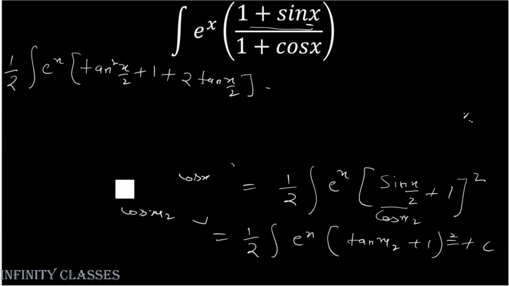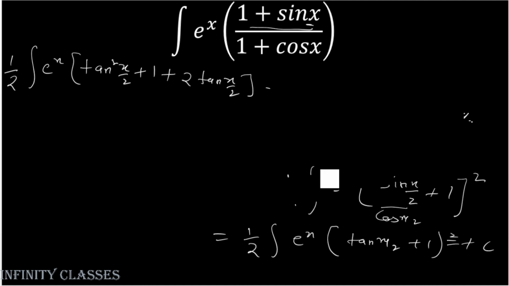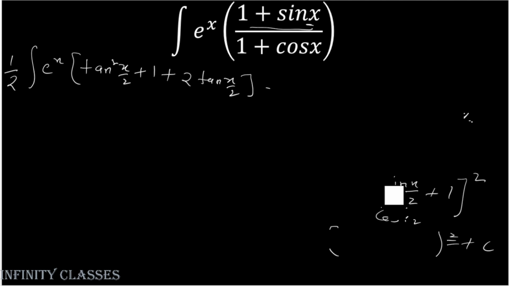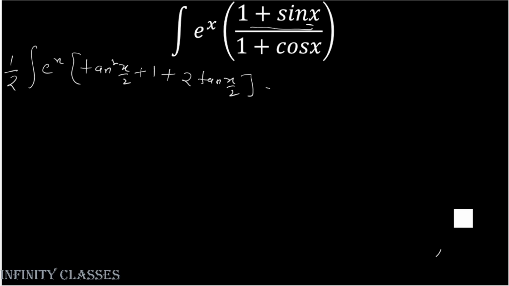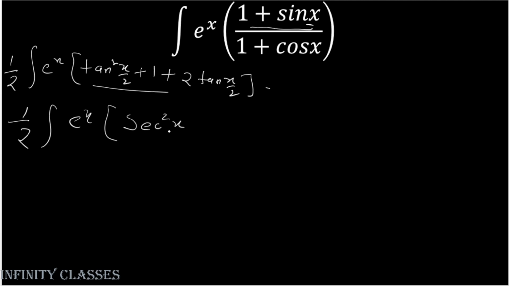Otherwise we will be trapped if we have not found this as a derivative of the other. So it will be very difficult to solve this one. So we'll convert this as a derivative of the other. So how will we convert this as a derivative? We will write it as 1 upon 2 e^x. As we know, 1 plus tan square is sec square x by 2, and 2 times tan x by 2.